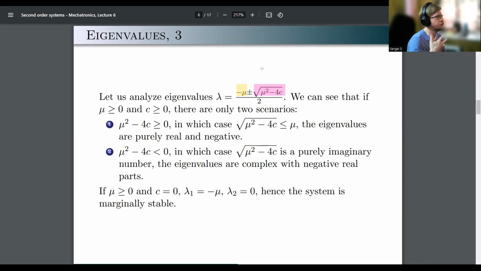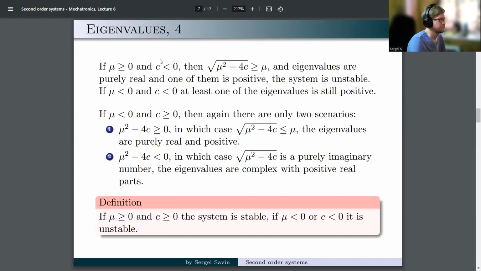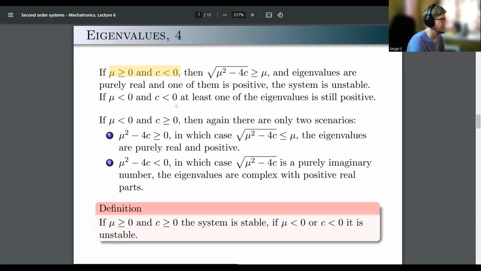So one of the eigenvalues will be negative. Now, positive number plus a bigger positive number, well, the second value is positive. So we have a positive and a negative eigenvalue. At least one of the eigenvalues is still positive, so we have an unstable system. Both of those cases provide us unstable systems.